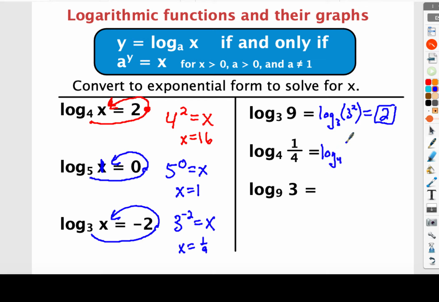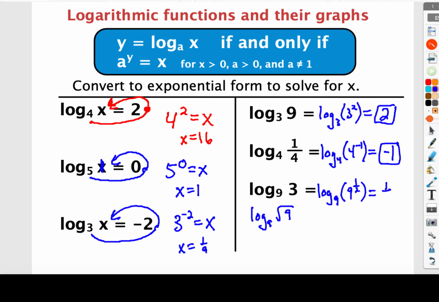So again, if you can change what's inside the logarithm to have an equal base with the logarithm, again, 4 to what power would be 1/4? Well, 4 to the negative 1. We know that negative exponents make fractions. And basically, we've solved that problem. And then the same thing goes. 9 to what power would be 3? Well, remember that 3 is the same thing as the square root of 9. And remember, square roots can be represented with exponents as well. Log base 9 of 9 to the 1/2, which means that 9 to what power would be 3? Well, 9 to the 1/2 power. Logarithms find exponents.